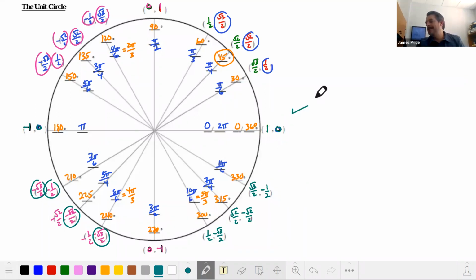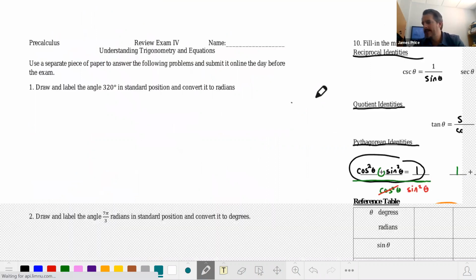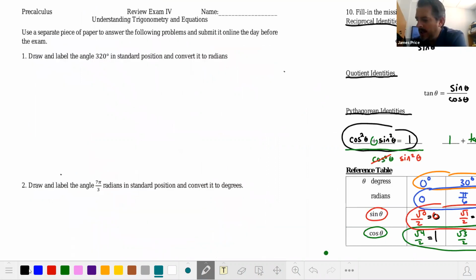All right, so let's go back to the start of this review. And so that's number 1. Let's take a look at number 1 and see what they want us to do here. Remember, you're supposed to use a separate piece of paper to answer the following problems and then submit it online the day before the exam. In number 1, it says draw and label the angle 320 degrees in standard position and then convert it to radians. So let's draw the angle first.